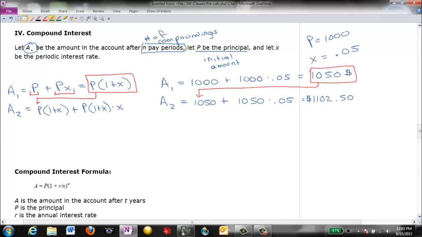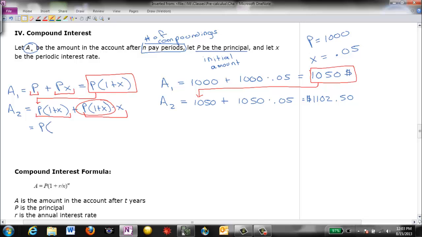And I'm going to go ahead and take a little bit of time and clean that expression up and see if I can make it look a little bit nicer. So notice what I have here, right? I have one term, I have two terms, and what each of those terms has in common is this P times (1 plus x), right? So I can factor out P times (1 plus x). So here's what I end up with when I do that, right?